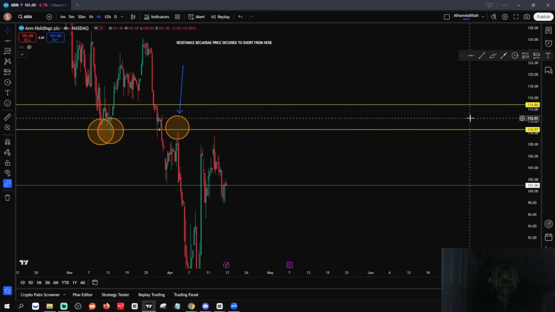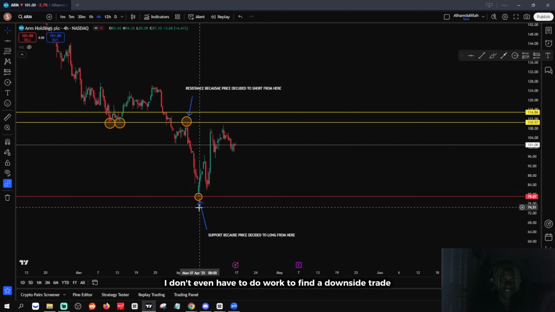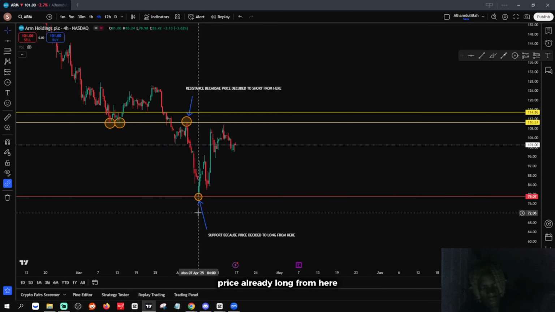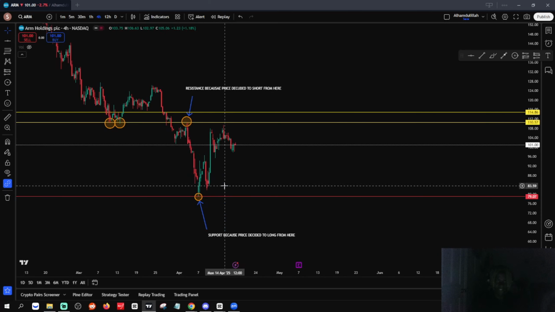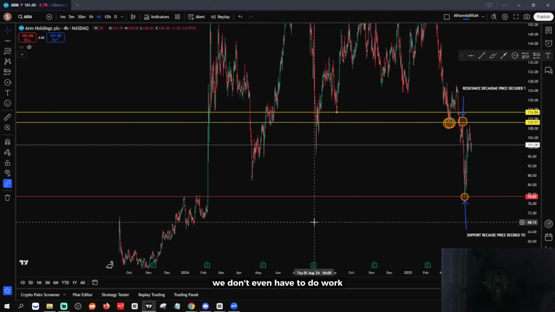So that's my upside trade, and here's my downside trade because price longed like a million points from here. So I don't even have to do work to find a downside trade. Price already long from here. This is the downside. Okay, so boom. We don't even have to do work. And guess what's next to it?